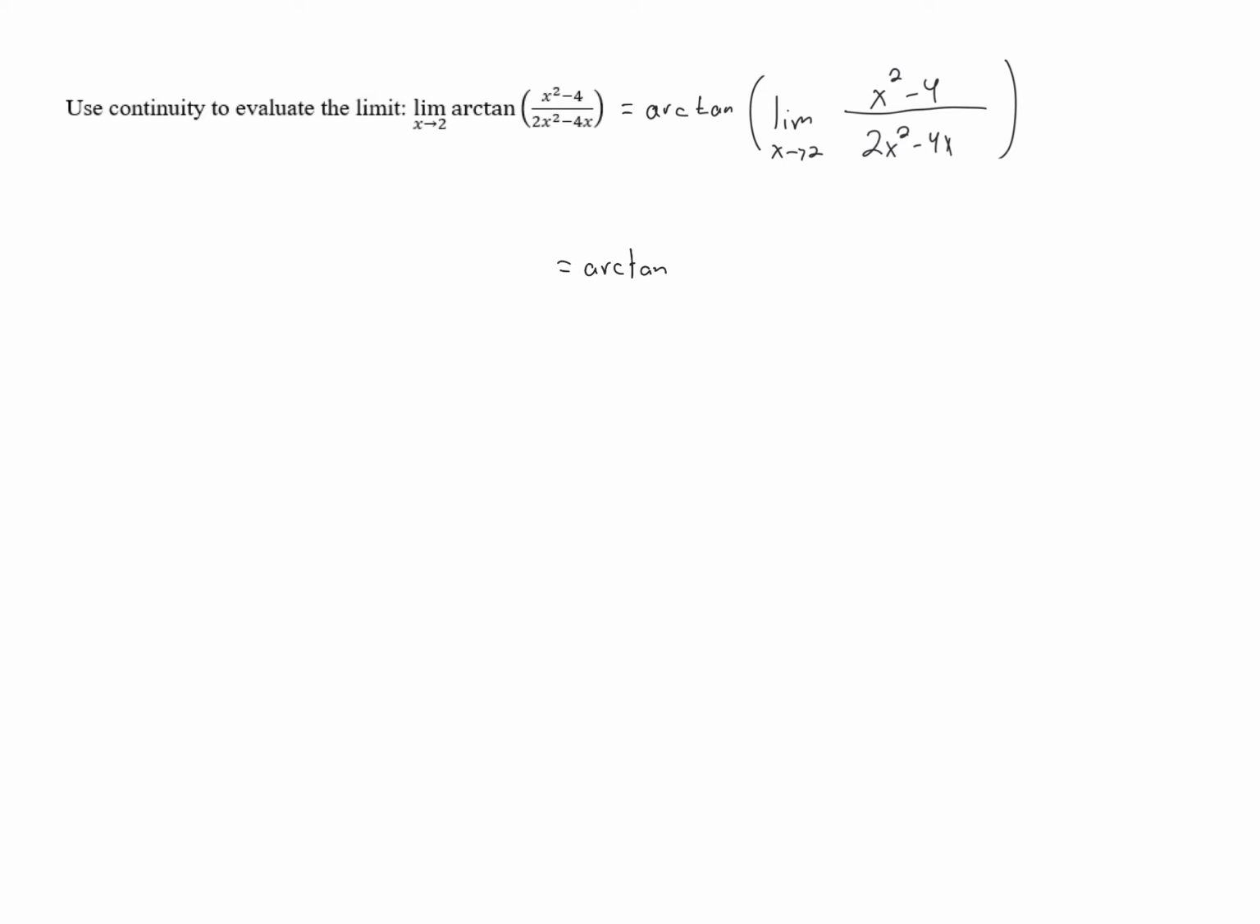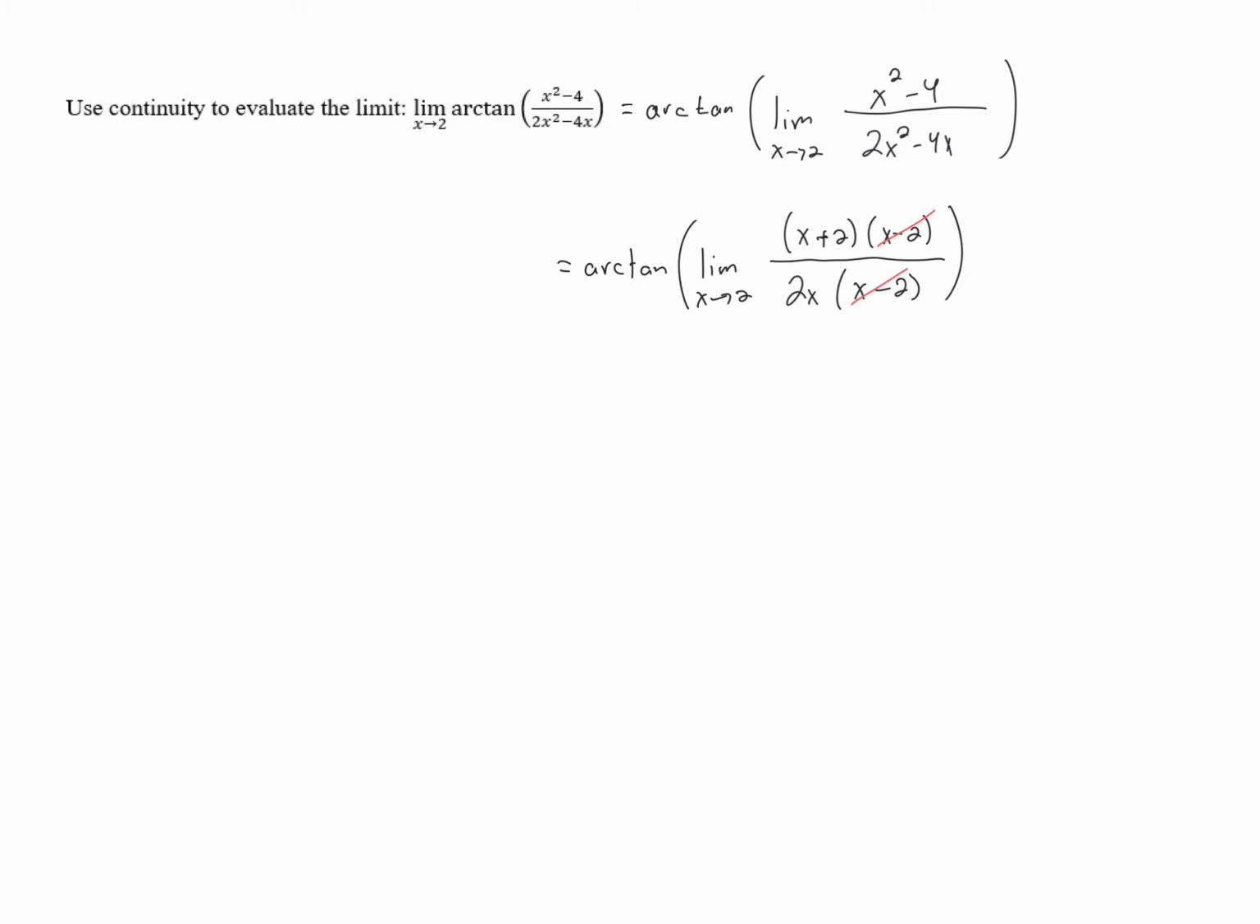And the way that we're going to do that is by factoring it and seeing if any factors cancel. So the numerator is a difference of squares, meaning we can factor it into x plus 2 times x minus 2, because 4 is 2 squared. And then in the denominator, we can pull out a GCF of 2x, which leaves us with the leftovers x minus 2.